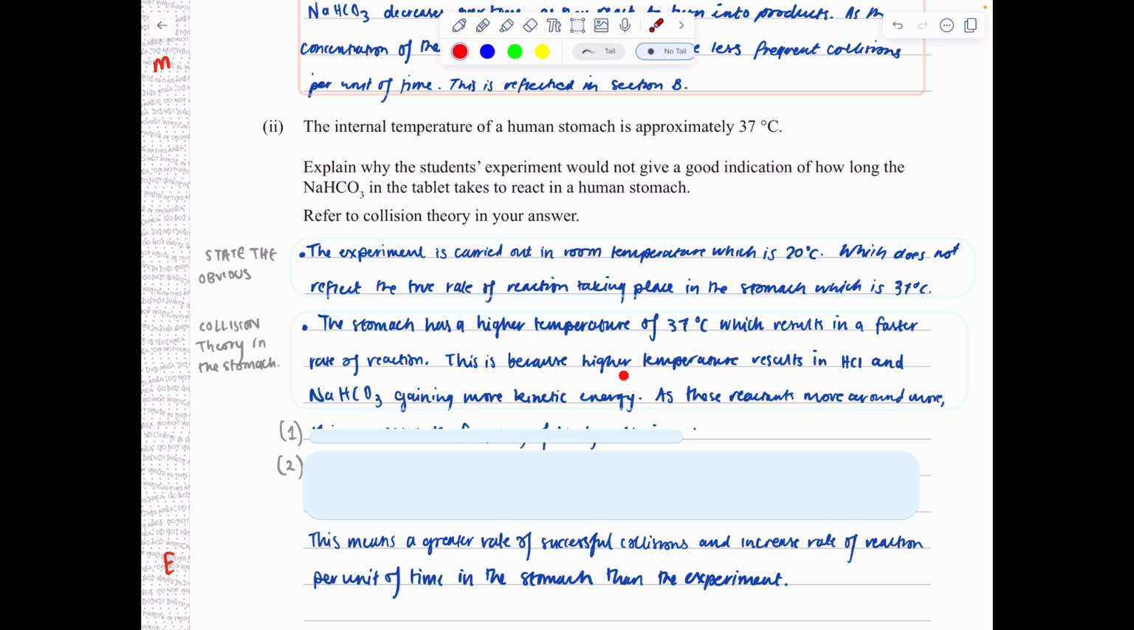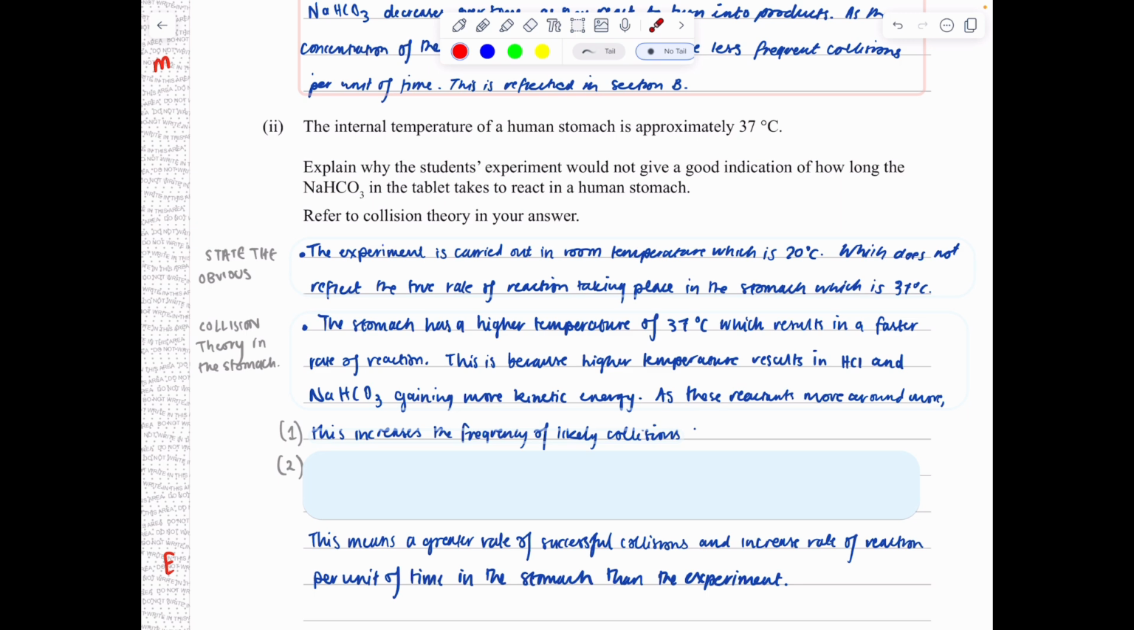Why? Because higher temperature results in HCl and sodium hydrogen carbonate gaining more kinetic energy. As these reactants move around more, there are two things which happen to the rate of reaction because of this increase of kinetic energy due to heat. One, this increases the frequency of likely collisions. If there's an increase in kinetic energy due to a higher temperature, the particles are going to be buzzing around a lot faster and increasing the likely collisions with surrounding particles, which increases the rate of reaction.